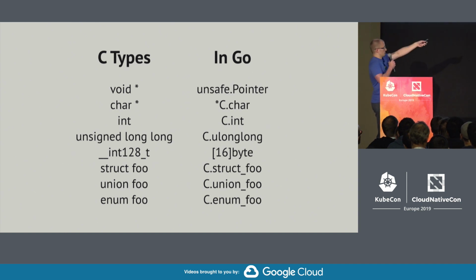Some of the interesting ones are structs, enums, and unions. You just say C, then struct, then an underscore followed by the name of the struct to get a reference to that type in Go.